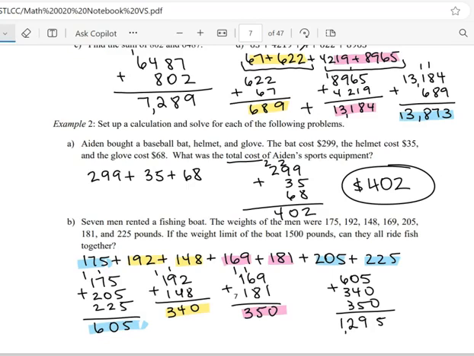And the question is, can they ride together? Yes, they can, because their collective weight, which is 1,295 pounds, is less than the maximum weight that the boat would support.